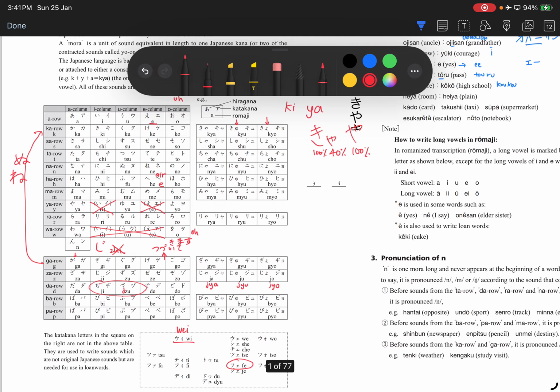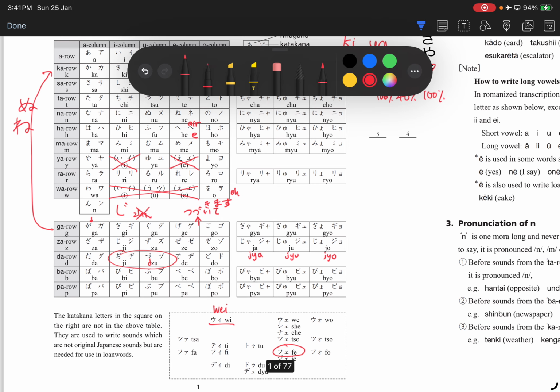I'll give you some time to absorb this page. We will take a short break first. I will take questions, don't worry. If you want to ask, also can. If you want to write your name, you need to write in katakana only, because we are not Japanese, we are foreign people, so we have to write our name in katakana.